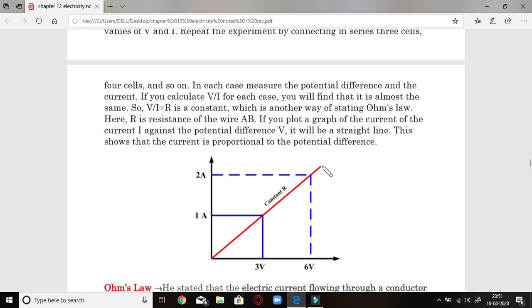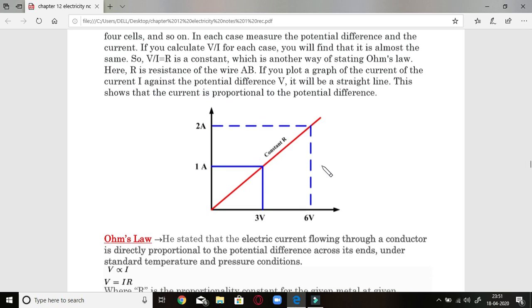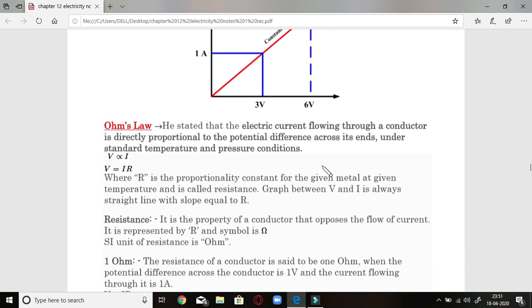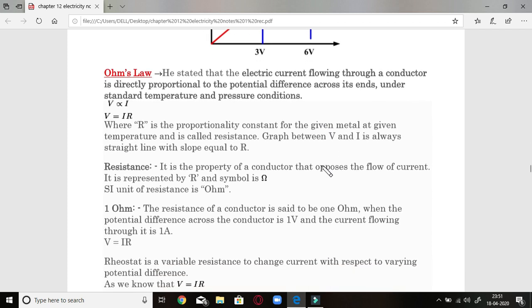This straight line is a constant and we call it resistance. So resistance is a constant lying between the current and the potential difference, and it is obtained by dividing the potential difference by the respective current flowing through the circuit. This was observed by scientist Simon Ohm. Now let us see what he has coined as Ohm's law.